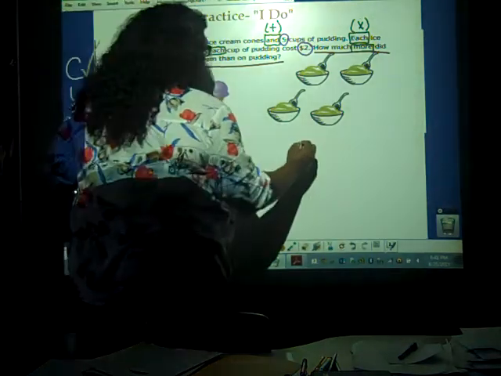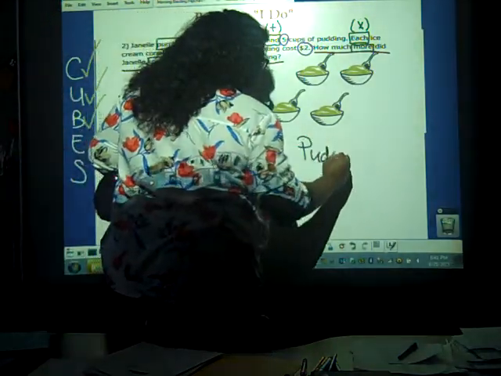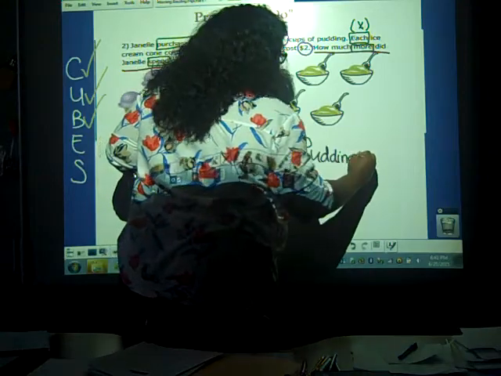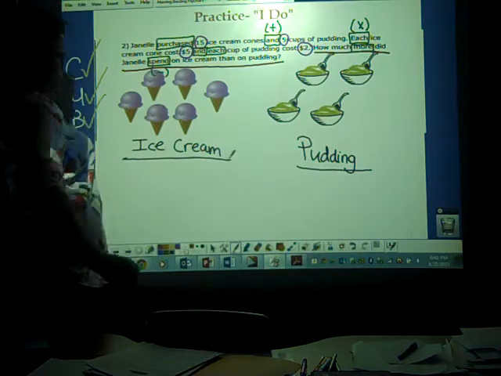And then I'm going to put pudding, cheesecake pudding, because it's so delicious. I'm just not going to lie. It's so good. I'm sorry.